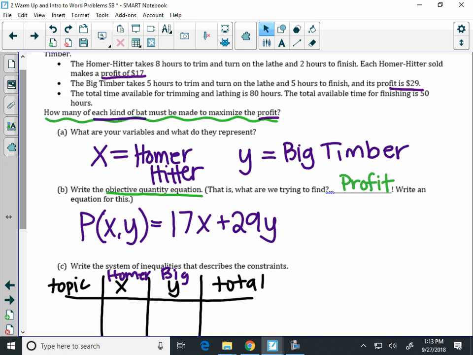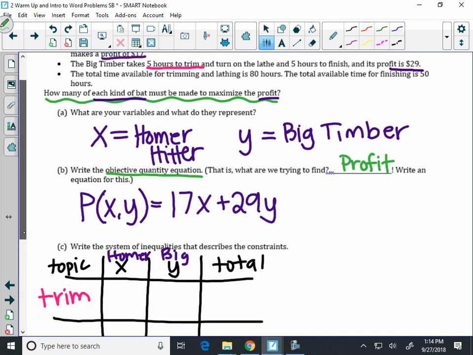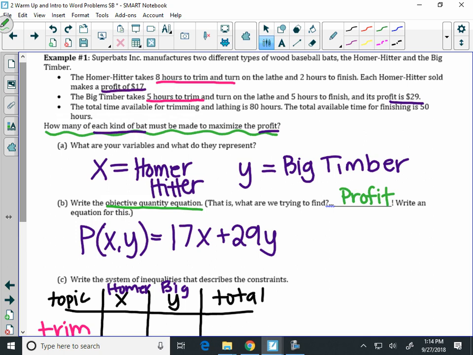Yes. So once you find your variables, which are the Homer Hitter and the Big Timber, you think, what are they telling me about those bats? Well, for the Homer Hitter, it's giving us information about how long it takes to trim. I also get that information about the Big Timber. So if I get 2 numbers about the same thing for each variable, that's going to be 1 equation. So one of your topics is going to be time to trim. You can just put trimming there. And the other student said the same thing for the other equation. He said, we have information about finishing for both.